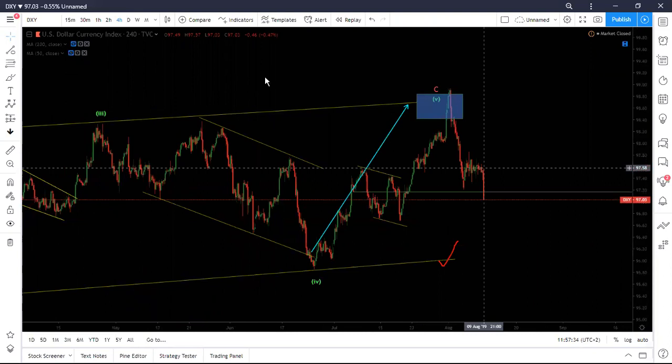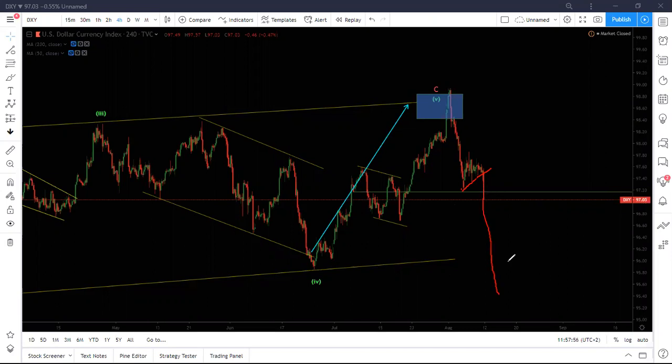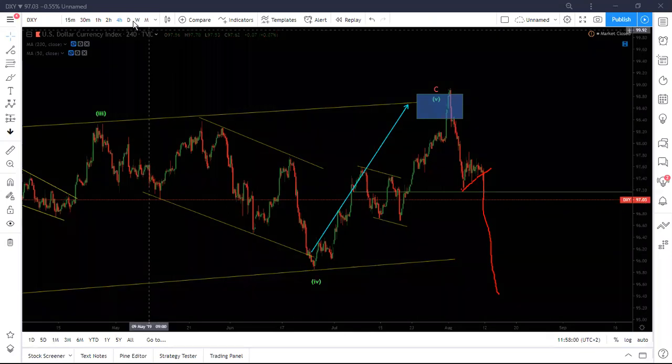So you can see the dollar index is pushing down. It's already broken the structure over here. The structure is here. They already broke the structure to the downside. They're going to push all the way down. So let's see how far down they might push price to.